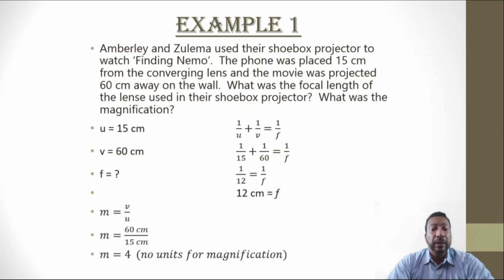Next, the magnification. So we have our formula m is equal to v over u. Our image distance was 60 centimeters and our object distance was 15 centimeters. So 60 centimeters divided by 15 centimeters gives us exactly 4. And please note, there are no units for magnification. It is just a number. It tells us how much bigger the image was compared to the object itself.